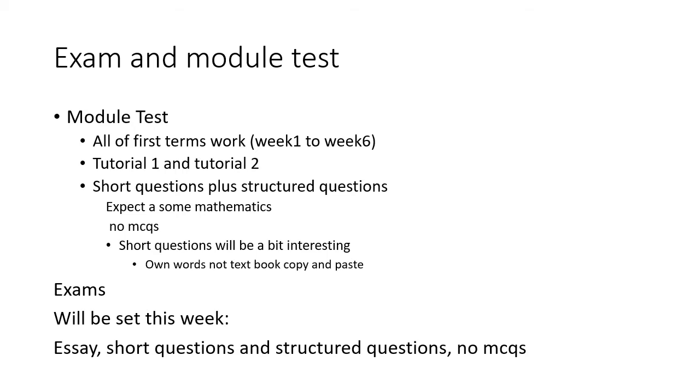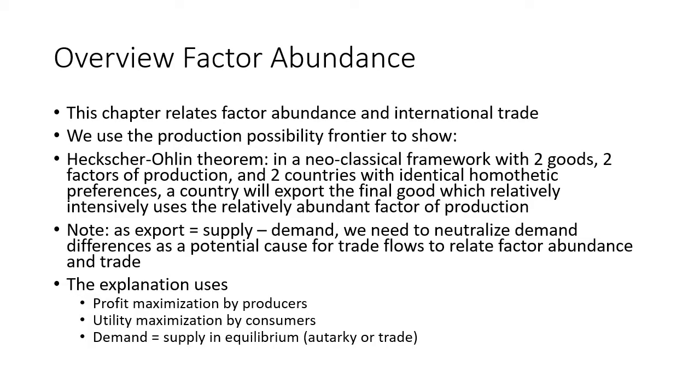Let's actually start with the work now. So a brief overview: what we're going to be doing in this chapter is looking at factor abundance and its relations to international trade. We're going to mostly do our analysis using PPFs, production possibility frontiers. And you also need to know your Heckscher-Ohlin theorem in this case. In the framework, what you need to understand is we have two goods, two factors of production, and we're dealing with two countries with identical homothetic preferences. The homothetic preferences relate to demand, you need to understand that.